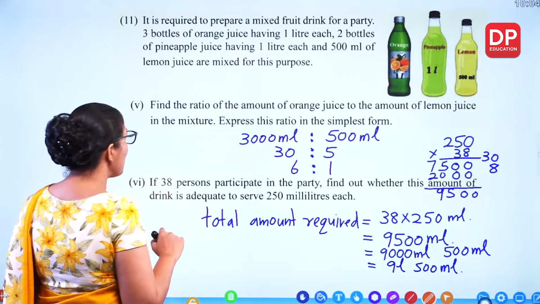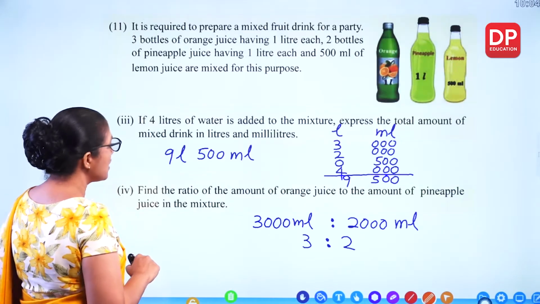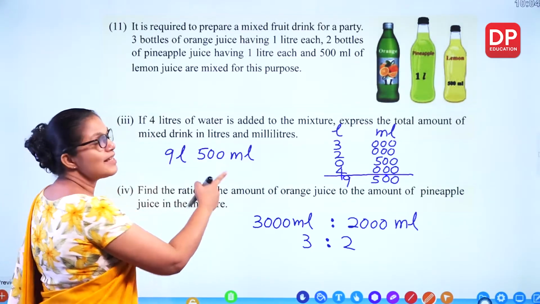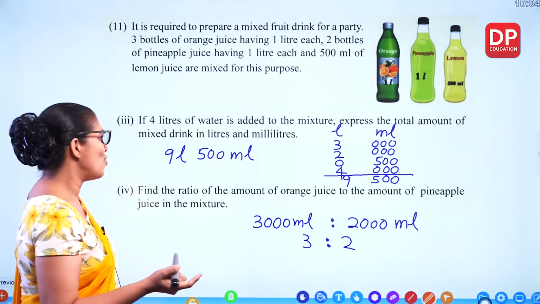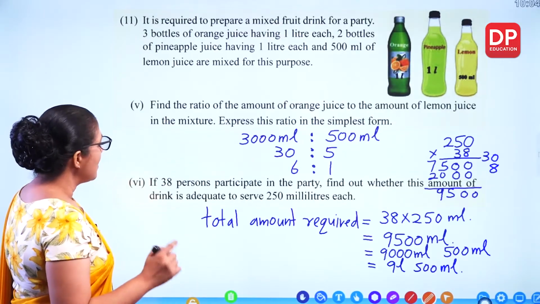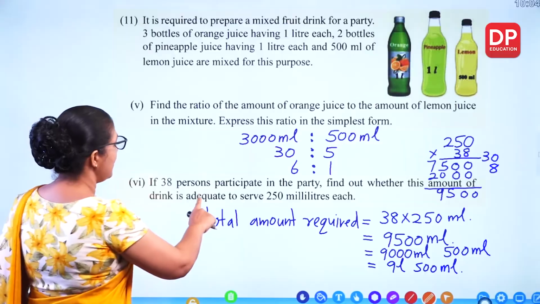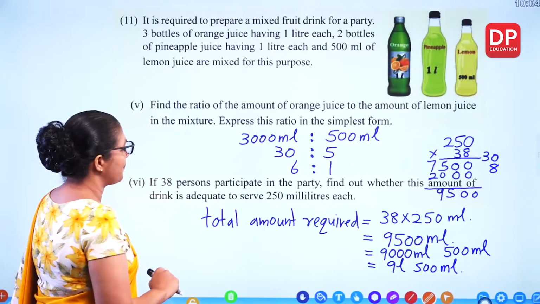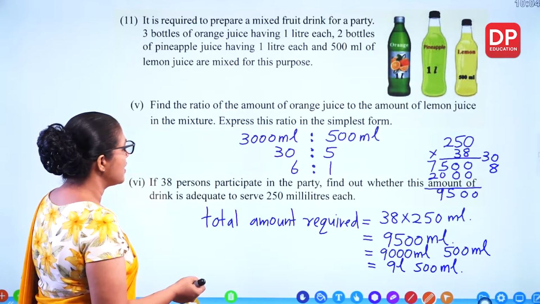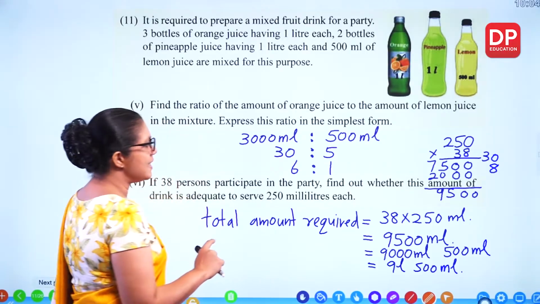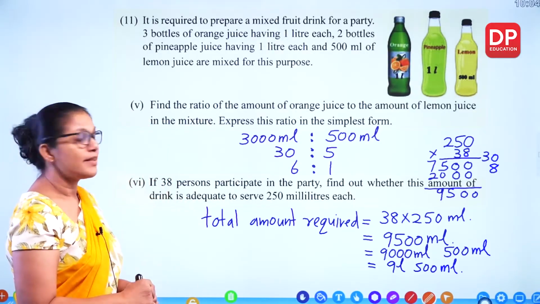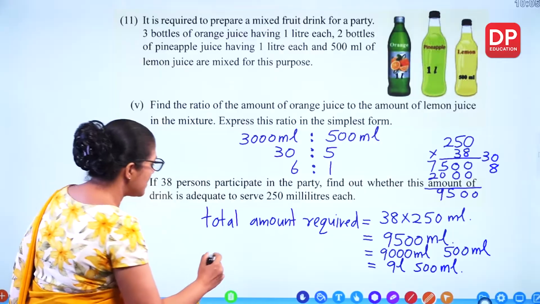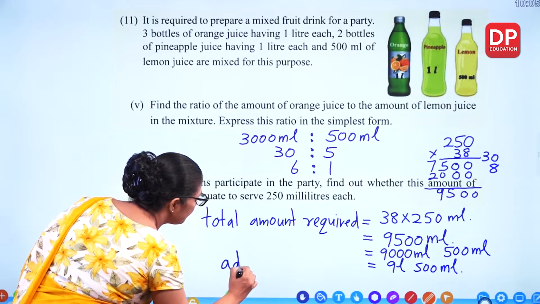Now we found out before, what's the total amount you get? 9 liters and 500 milliliters. So it's exactly adequate. So adequate to serve 250 milliliters each for 38 persons. So this is adequate.